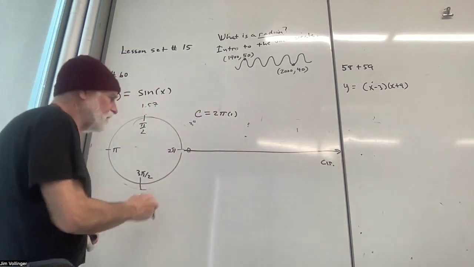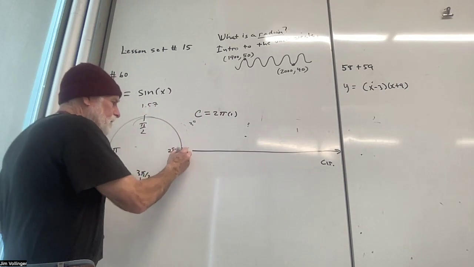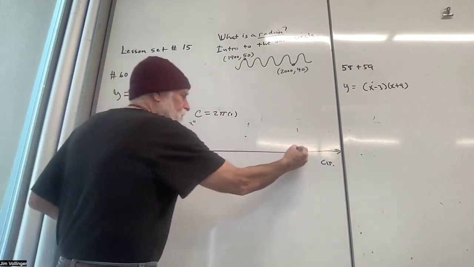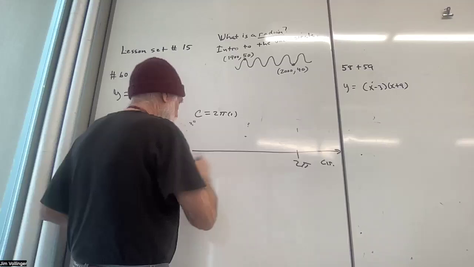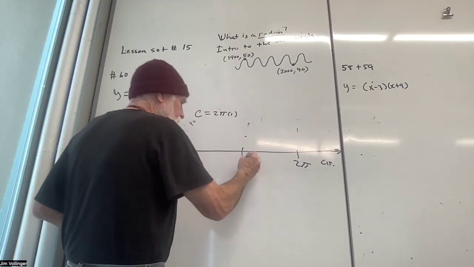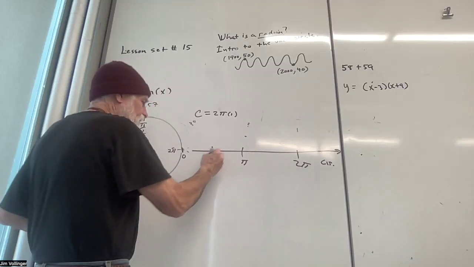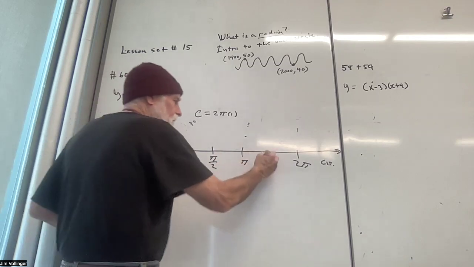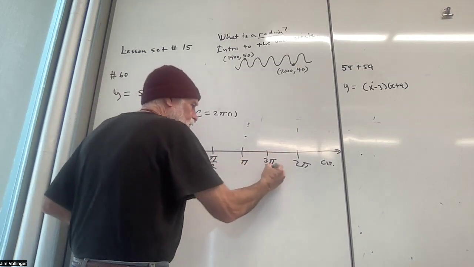And what do we have on the circumference of the circle? We have 0. Let's call this 2 pi. And halfway is about here. That's about half of the way to pi. And that's 3/4 of the way there, 3 pi over 2.